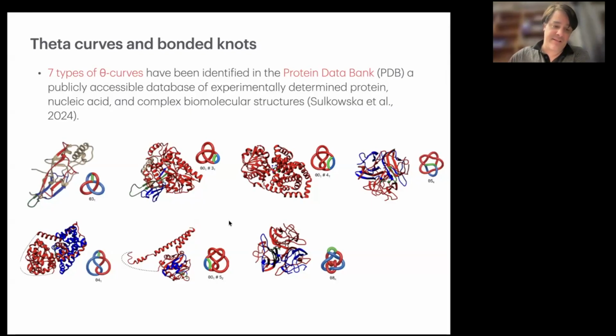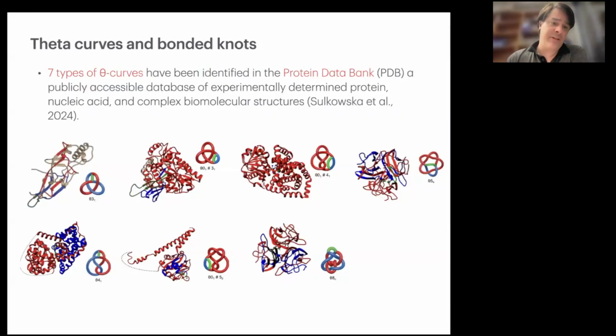And a theta curve, I probably haven't defined it, you can define just as a 3-valent graph embedded in 3-space. So you take a graph with 2 vertices and 3 parallel edges, and you embed it in 3-space. So it looks like the letter theta. This was a nice paper quite recently published.